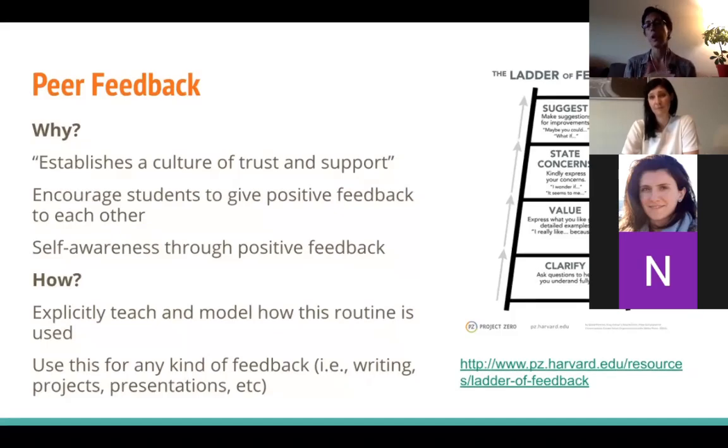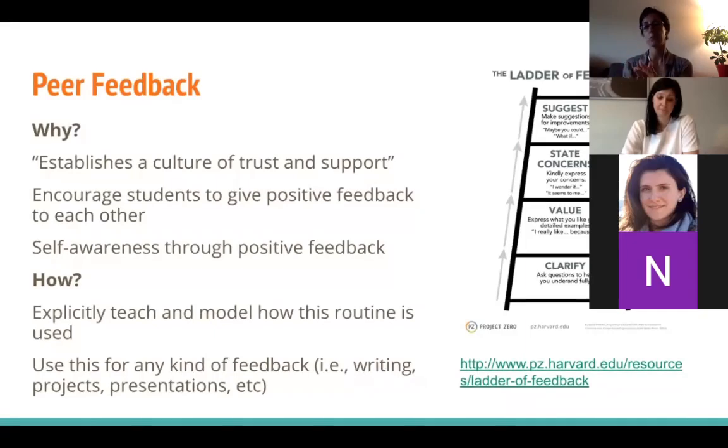Okay, this is also tying it back to social emotional learning. This is also how students can develop self-awareness, through their active listening and through also them giving feedback to their peers. So how do we implement this model? It's very, very important that you explicitly teach this. So this is a routine that you would use over and over and over in your classroom.